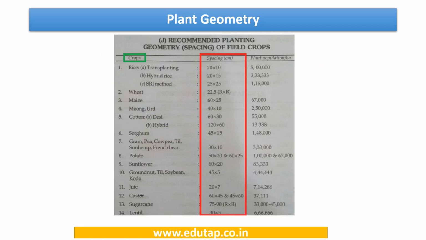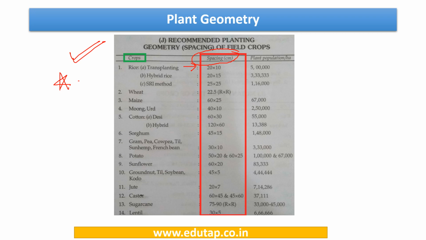Now, this is a very, very important table. Here we have taken a screenshot from a book, and it is related to the spacing measurements of the various crops. So what you need to do is just concentrate on this particular column that we have highlighted. For each one, the spacing in centimeters is given.